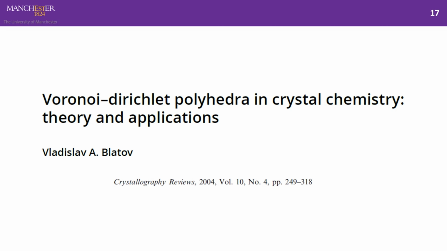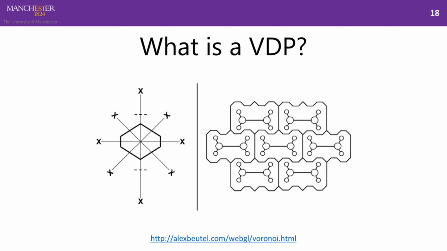When you partition structures in Topos, you use the Voronoi-Dirichlet polyhedra approach. And this paper here explains in a lot of detail what these polyhedra are. It's a review article, so it's quite long, but it teaches you a lot about these polyhedra. So what exactly is a VDP? It's better to start explaining it in 2 dimensions. A simple version of a VDP is shown on the left here.